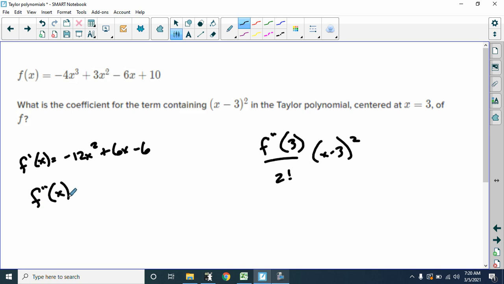Our second derivative is negative 24x plus 6. At 3 gives me negative 72 plus 6. Negative 66 divided by 2, our coefficient is negative 33.